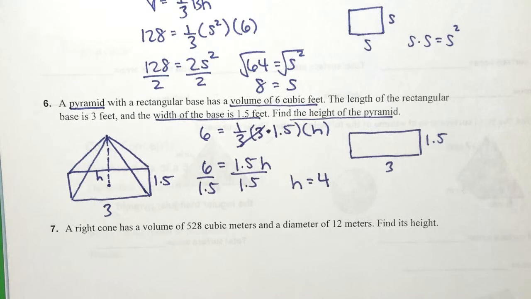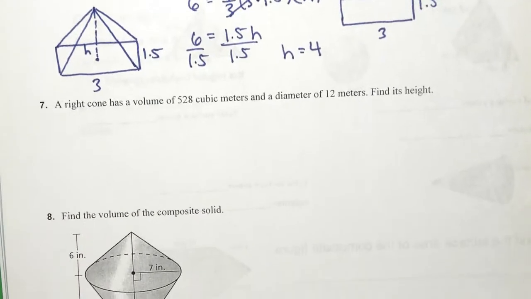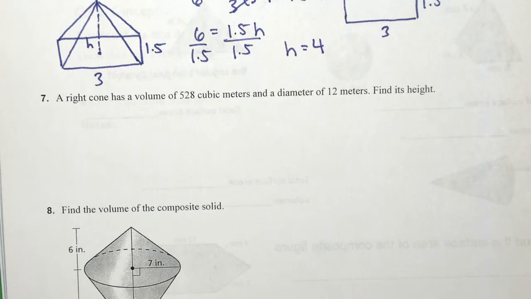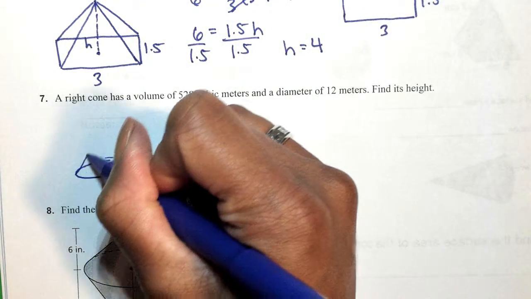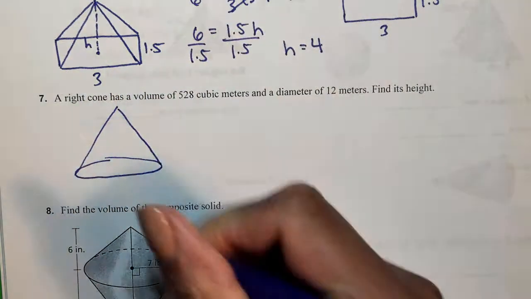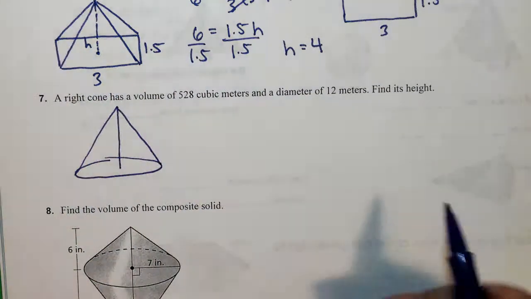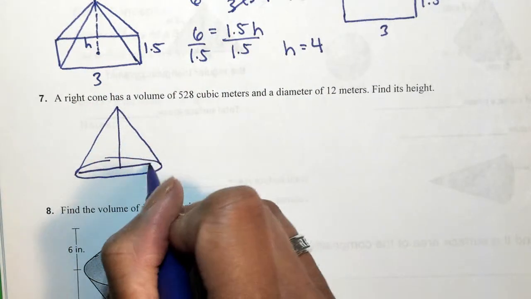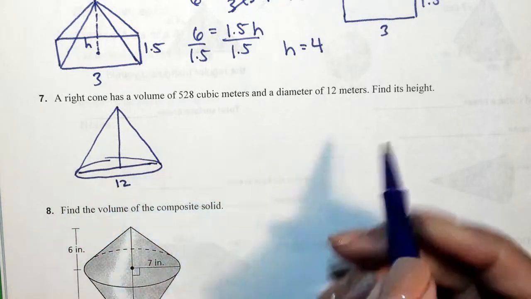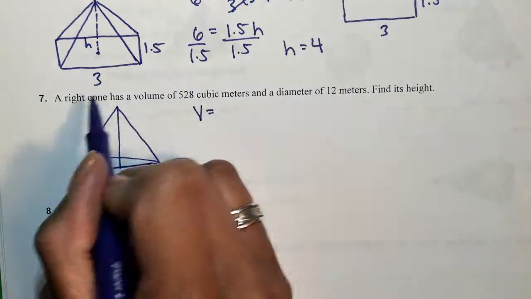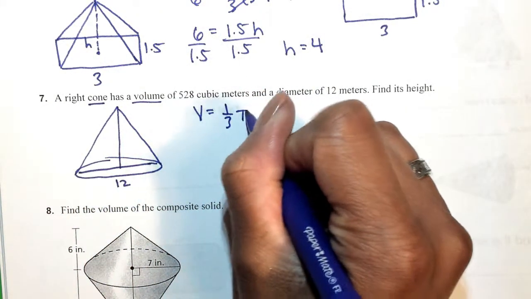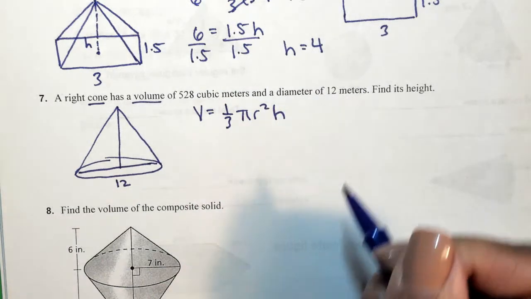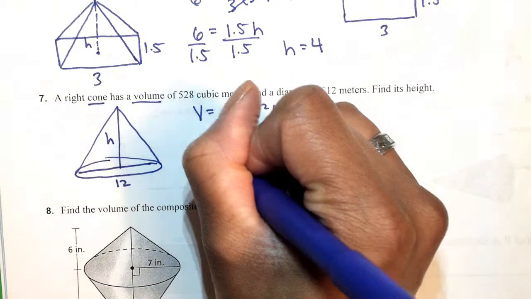Okay, moving on to number 7. We have a right cone that has a volume of 528 cubic meters and a diameter of 12, and we want to find the height. So we have a cone. We need to find the height of that cone, but we already know the diameter is 12. The volume is already given to us, and note we're talking about a cone, so the volume of a cone is 1/3 pi r squared times the height. So we've got to find the height.